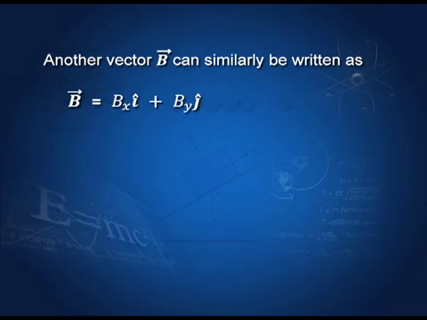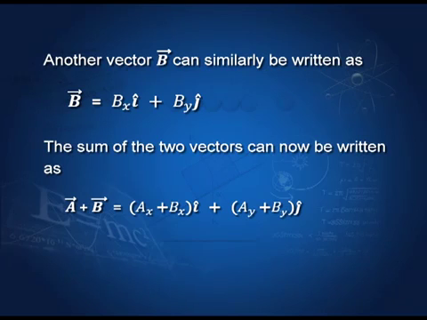Another vector B can similarly be written as vector B equal to Bx, where Bx is the component along the x axis, so Bx into i cap plus By into j cap, and the sum of these two vectors we write as vector A plus vector B is equal to Ax plus Bx whole multiplied by i cap, plus Ay plus By times j cap.